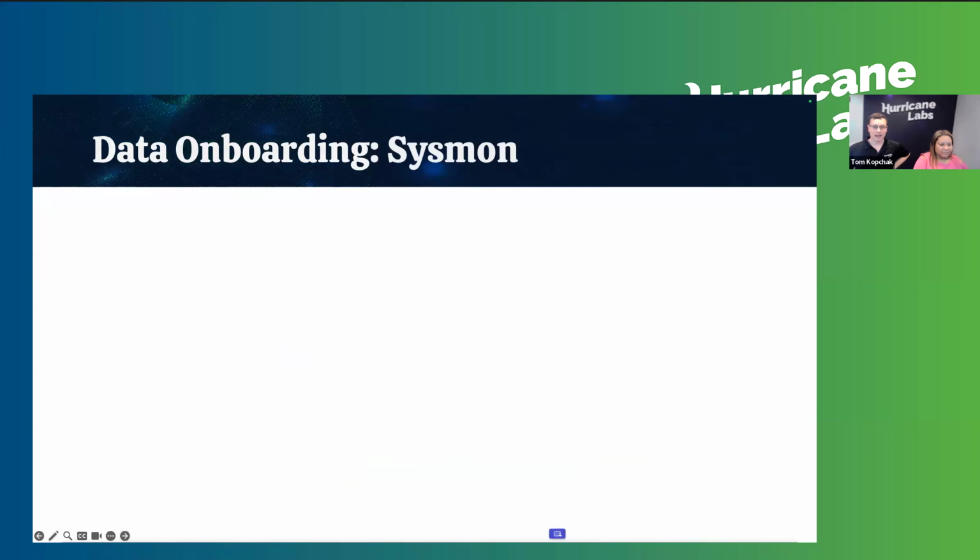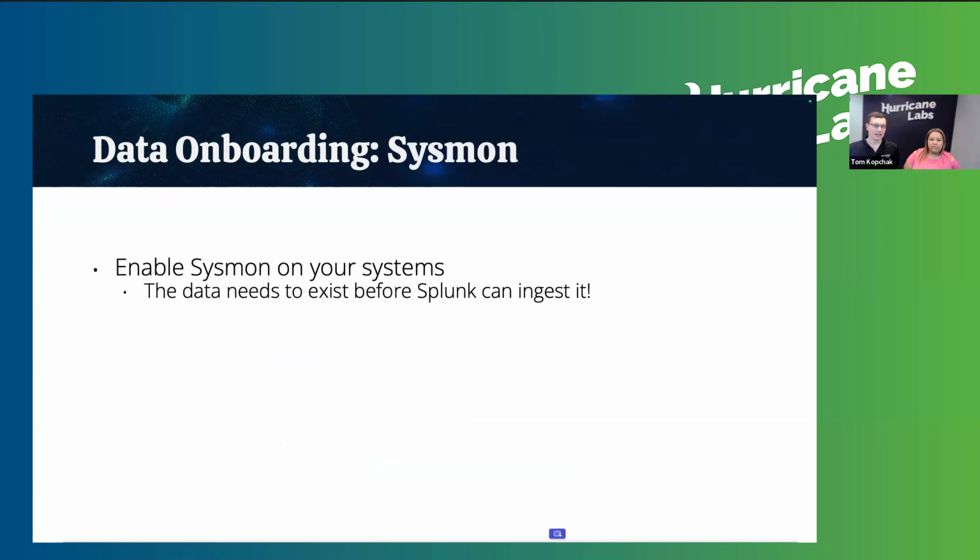So let's start with data onboarding. The first thing that you need to do is to enable Sysmon on your systems. And basically, you want to use the right kind of Sysmon config for this to ensure that that data is useful. You don't want to have too much data that isn't necessarily useful, but that's driven by the Sysmon config. Obviously, the data needs to exist before Splunk can do anything with it. So you apply your Sysmon config that's relevant to your use case.